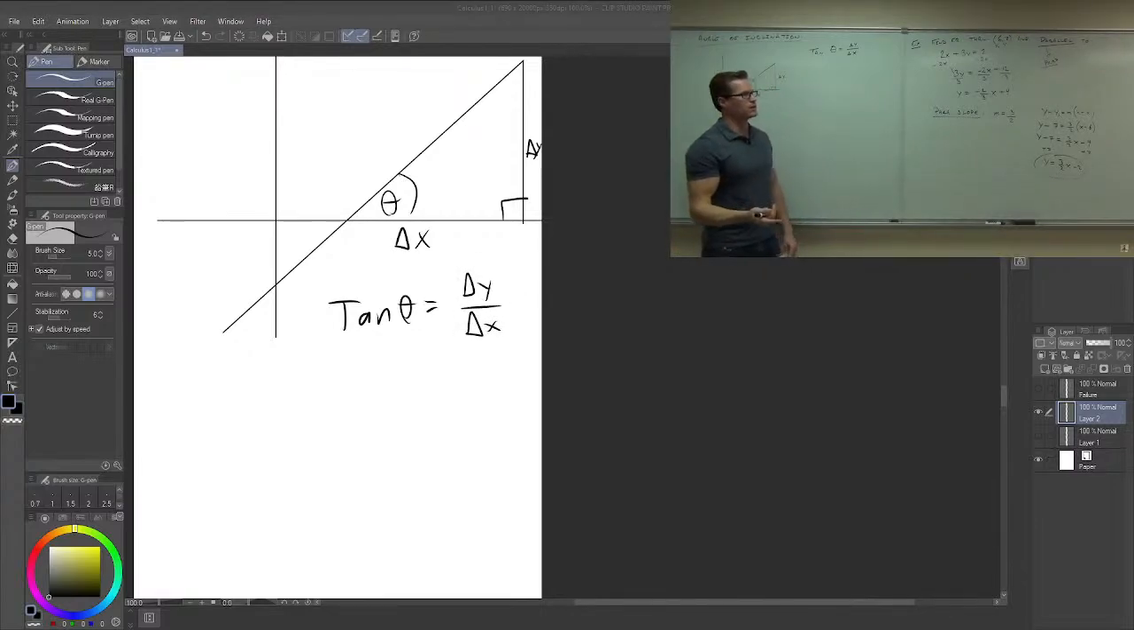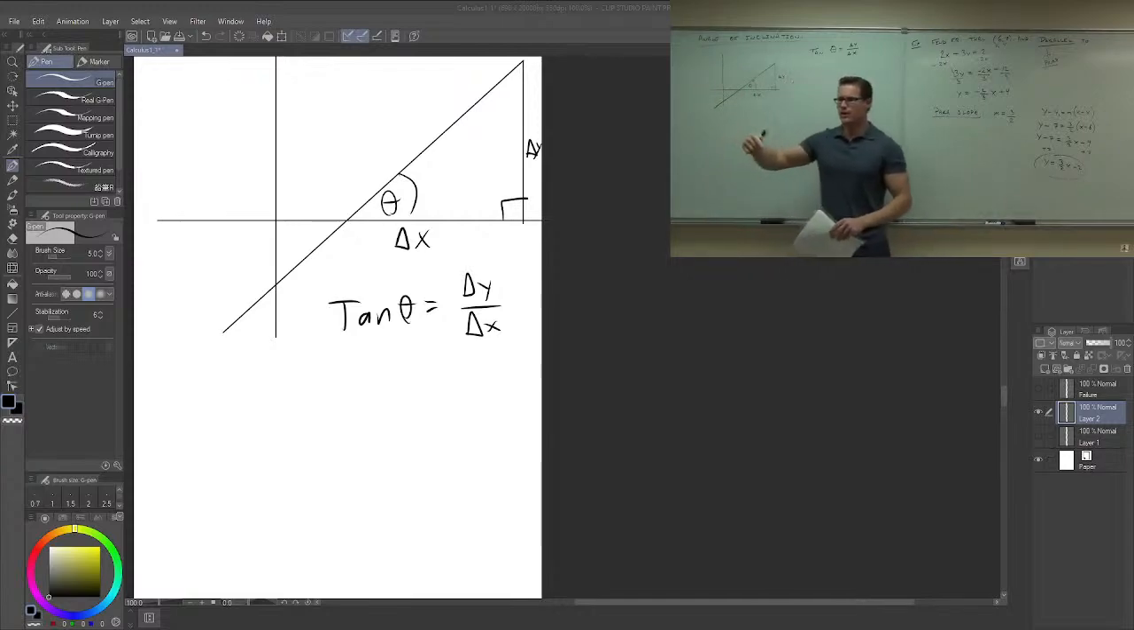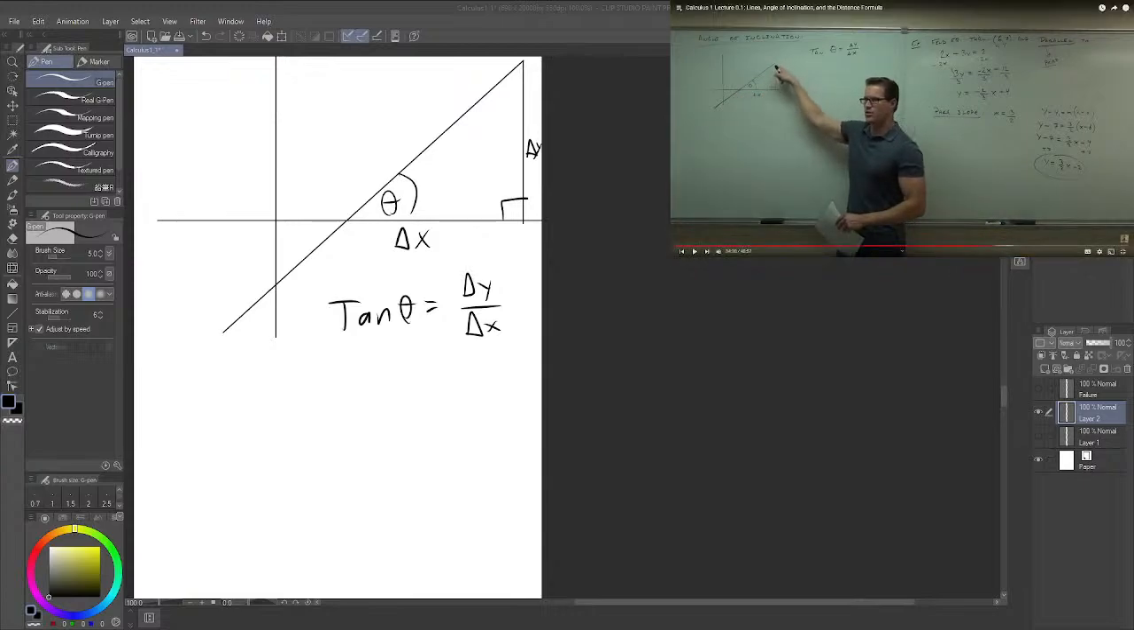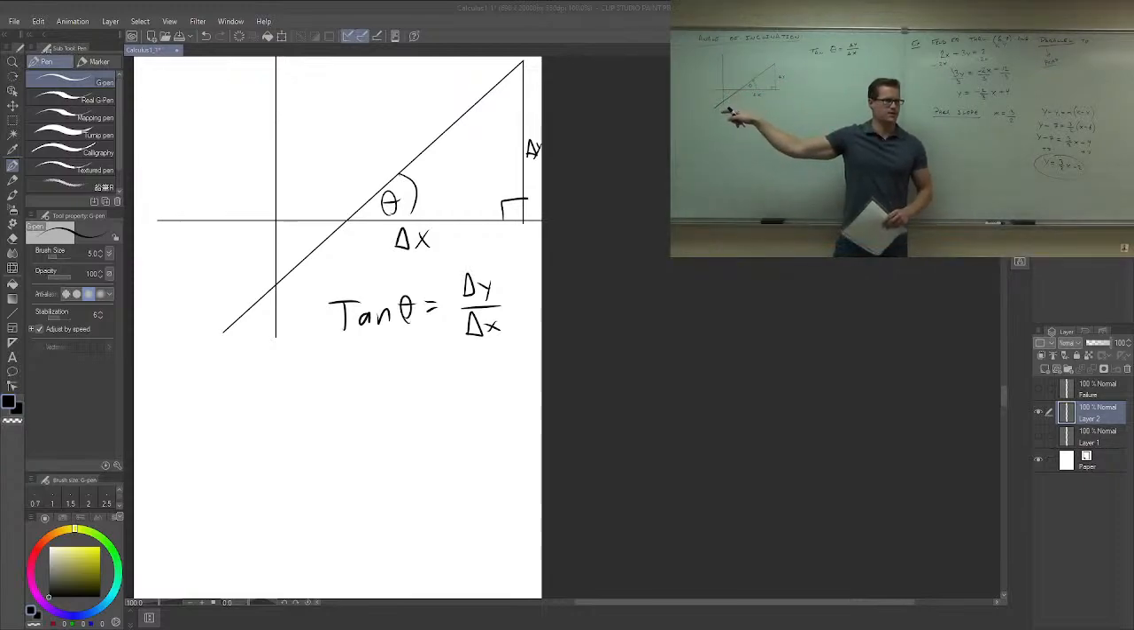But here's the cool thing. What do we already define as change in y over change in x? I see what he's doing. It's y over x, right? And he's going to use sine over cosine or something like that. I think he's proving something like that. Rise over run. What do we always already define that as?